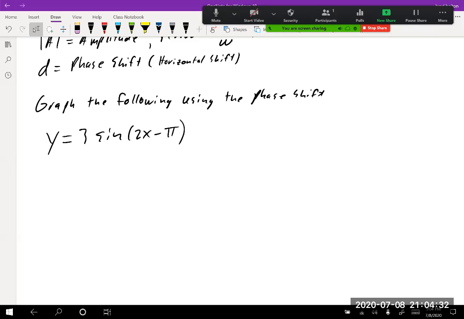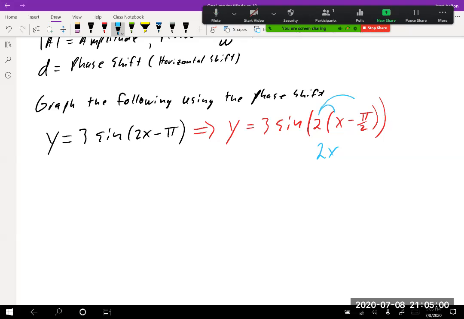Okay, so the main thing I want you to realize with this problem is that if you want to find the phase shift, you have to factor omega out. So we're going to rewrite this as y equals 3 times the sine of 2 times x minus pi over 2. Now, if you don't believe this is correct, what's 2 times x? If I distribute 2 times x, we'll get 2x. If I distribute 2 times negative pi over 2, I'll get minus pi, which is the same as what I started with, right?